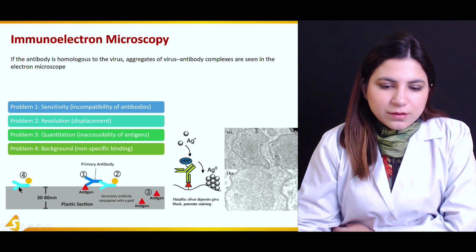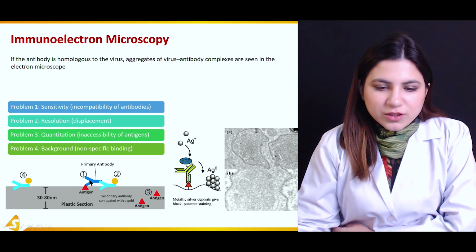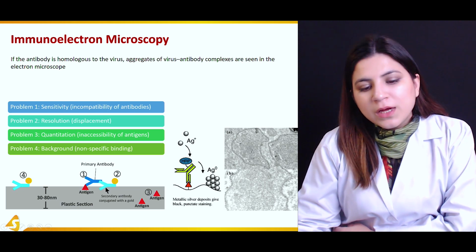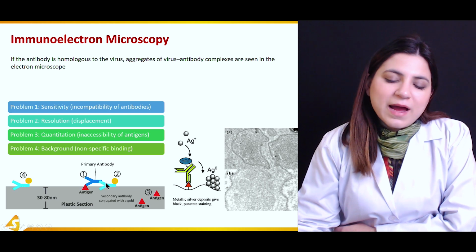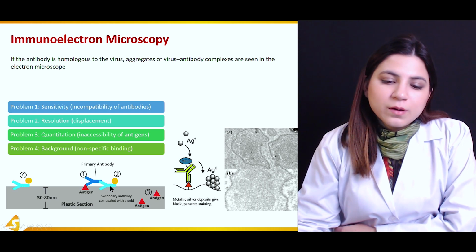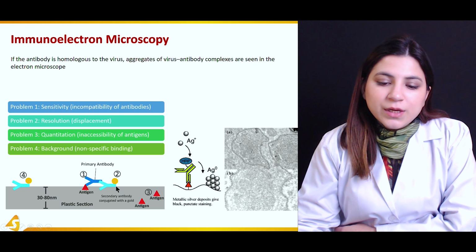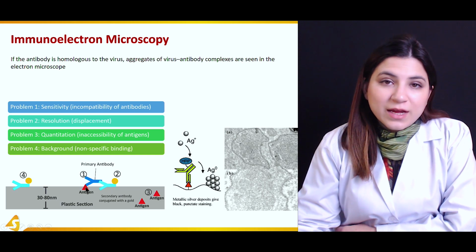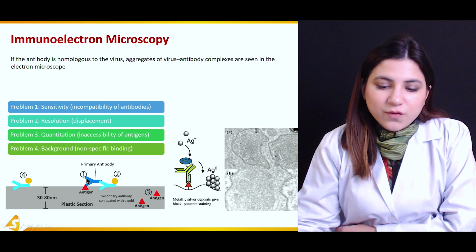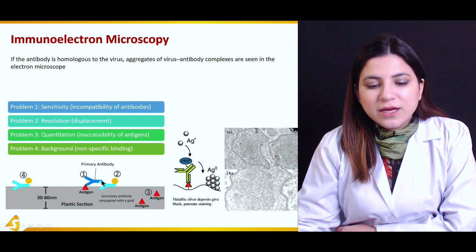As you can see here, we have an antigen and we have primary and secondary antibodies that are bound to it. In this case, the secondary antibody had a gold particle bound to it. The secondary antibody binds to the primary antibody when the antigen-antibody complex is formed, and this complex can be visualized under the electron microscope.